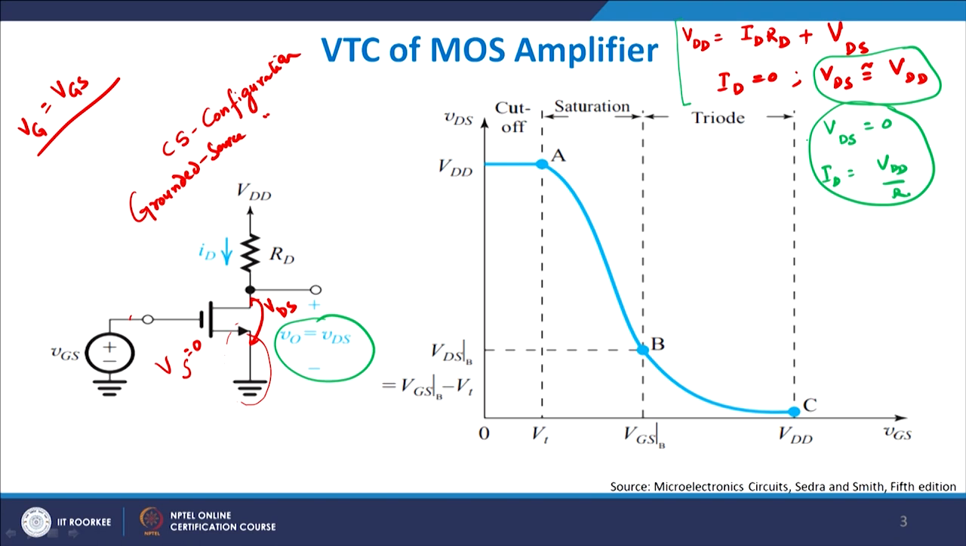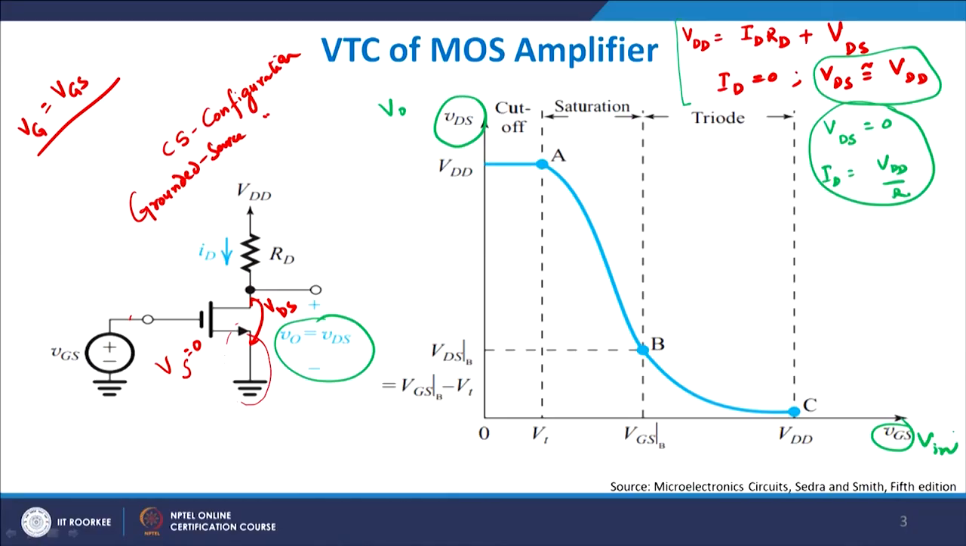Now understand that if I plot VDS, the drain to source voltage, versus VGS, the input voltage, this is my output voltage and this is my input voltage. When my VGS is below the threshold voltage of the device, as I discussed earlier, my device is in cutoff mode. There is no current flowing, ID equals 0, and VDS equals VDD.